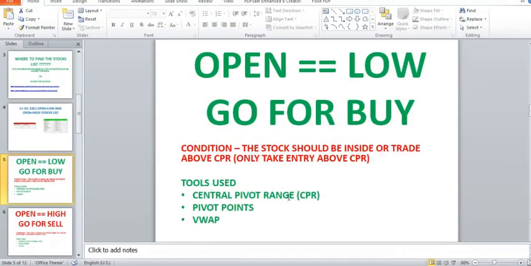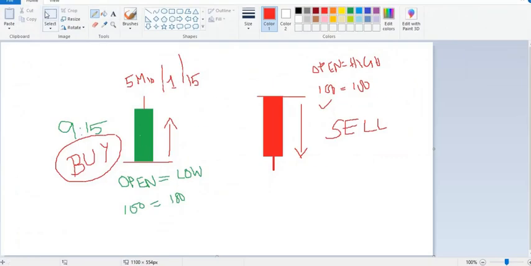The tools used are the central pivot range, CPR, pivot points, then VWAP. What is the condition? The stock should open inside or trade above CPR. Only take entry above CPR. Buy if the stock opens inside the CPR or above the CPR. This is the CPR. I hope you all know about CPR; I already posted some videos regarding CPR.